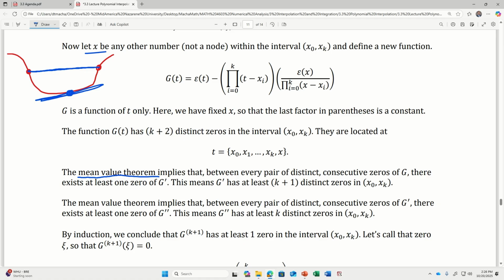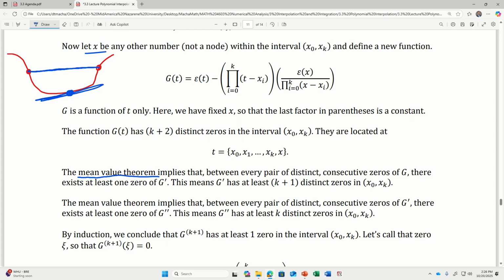Between two of these zeros, the average rate of change is 0. And so between those, since this is a differentiable function, there has to be a place where g prime has a 0. In between the zeros of g, g prime has to have a 0, is what we're saying here. And that means g prime has k plus 1 distinct zeros in the same interval. And we can keep doing this.